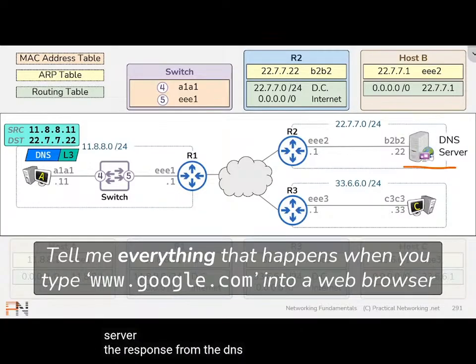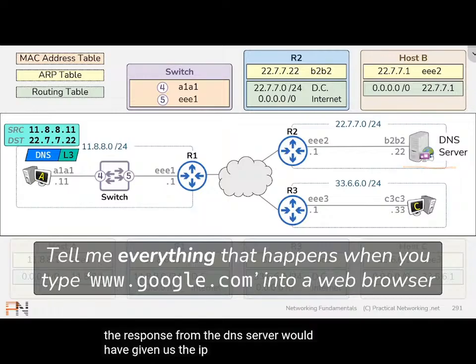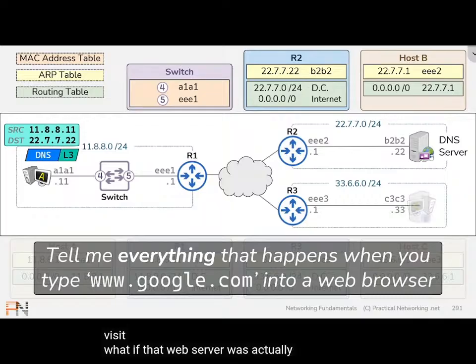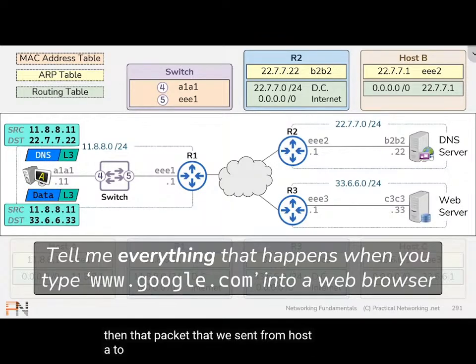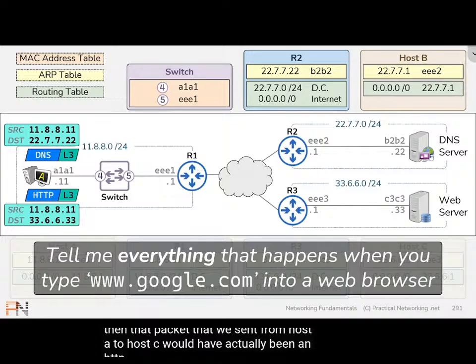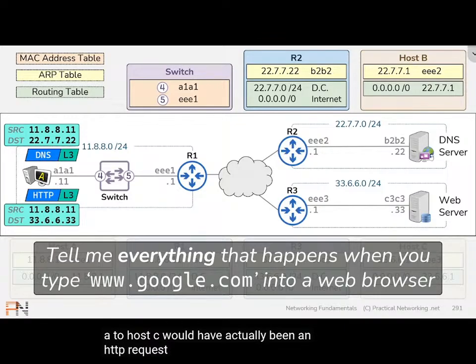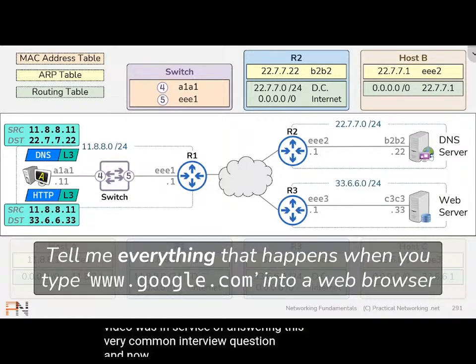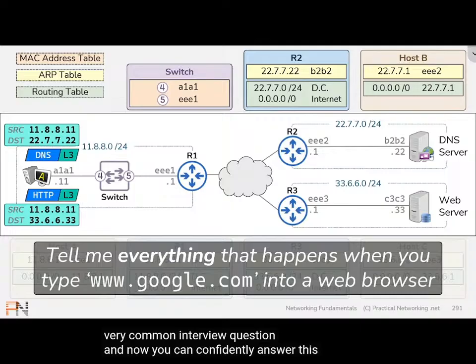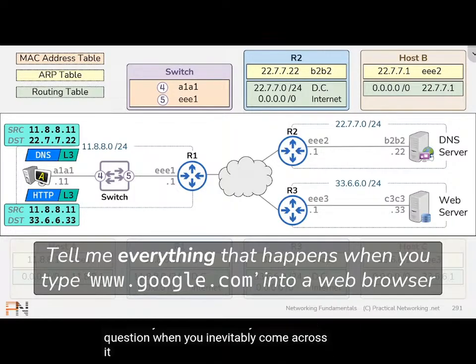The response from the DNS server would have given us the IP address of the web server for the domain you're trying to visit. Well, what if that web server was actually host C? Then that packet that we sent from host A to host C would have actually been an HTTP request. So you see, everything we did in this video was in service of answering this very common interview question. And now you can confidently answer this question when you inevitably come across it.